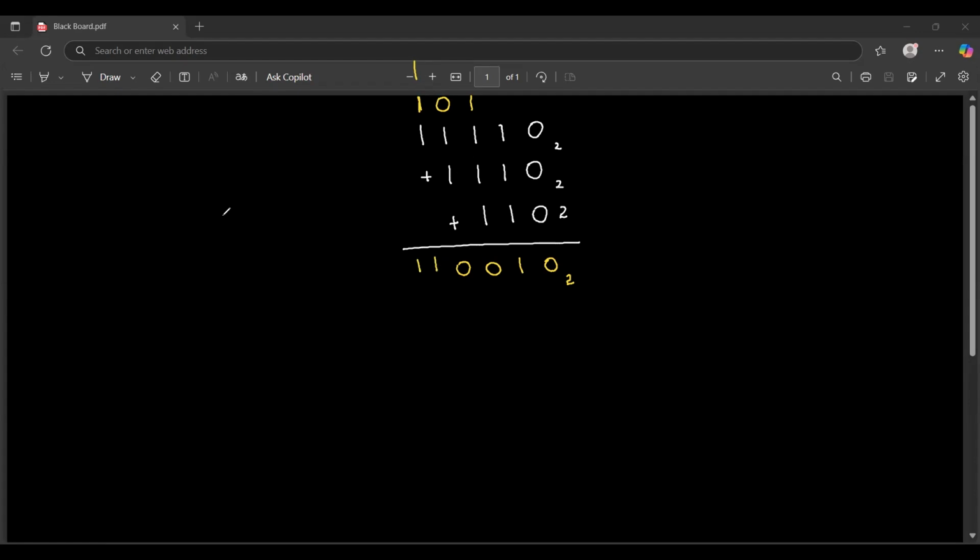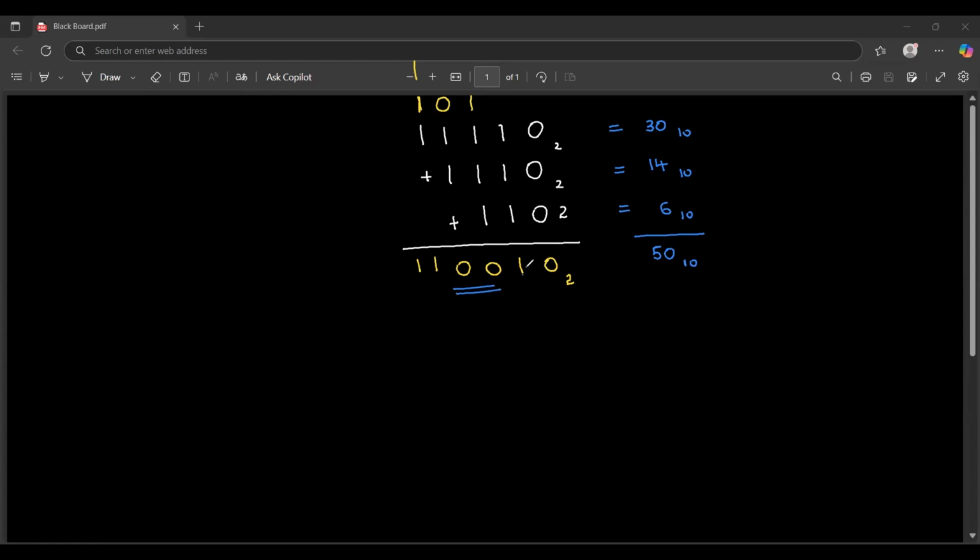Okay, so how can you verify this? Well, it's pretty straightforward. You can convert to base 10 and check the answer. So this will be equal to 2 plus 4, 6, plus 8, 14, plus 16, 30 to the base 10, and this will be equal to 8 plus 4, 12, plus 2, 14 to the base 10, and this will be equal to 6 to the base 10. So if you add all these three, you will get 50 to the base 10. So if this is equal to 50, you have done it correctly.